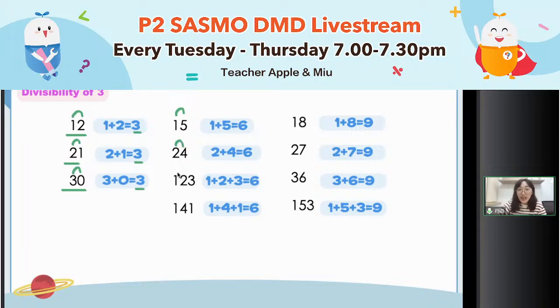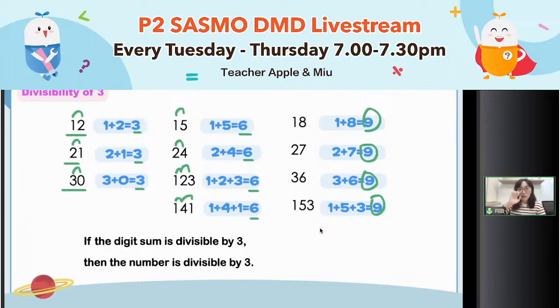24, 2 plus 4. 123, that is 1 plus 2 plus 3. Also, 141, 1 plus 4 plus 1. So again, we get 6 each time. Okay, also move on. What about 18, 27, 36, 153? If you add all the digits together, you will get 9. So here, we only need to pay attention to the sum of digits. So here, everyone, take notes.